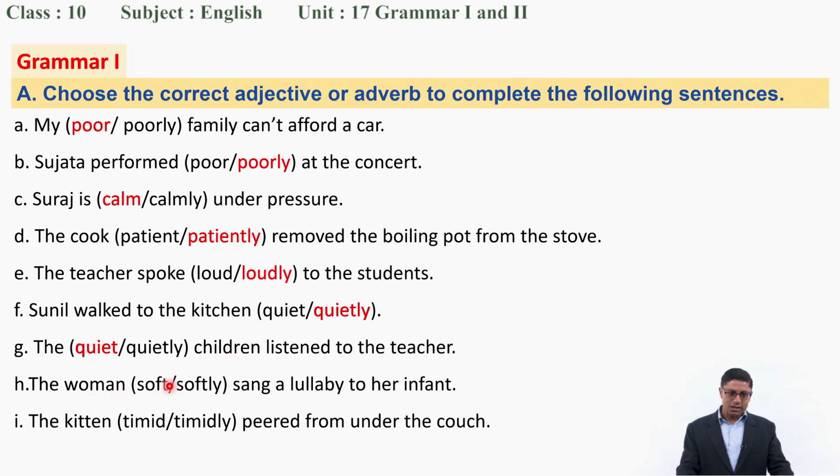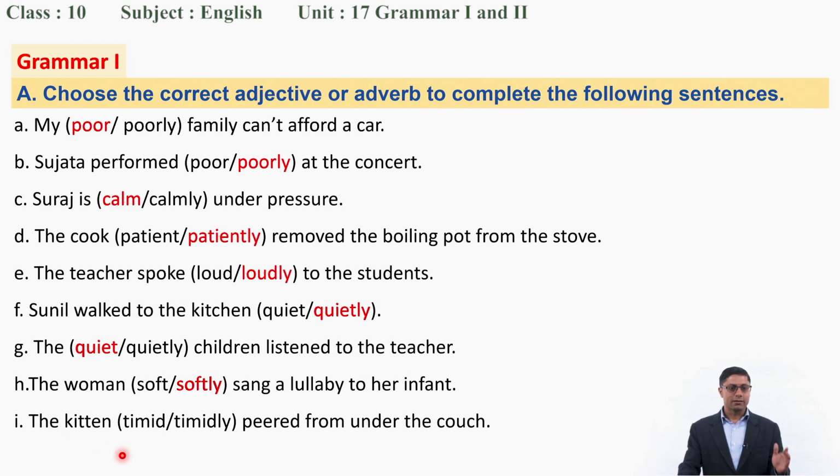Now 8. The woman softly sang a lullaby to her infant. So soft or softly, which one is correct? Adjective or adverb? Which one do you need here? Okay, here we need an adverb because we are going to talk about the way the woman sang. That's why, what's the right answer? Okay, softly. That's good.